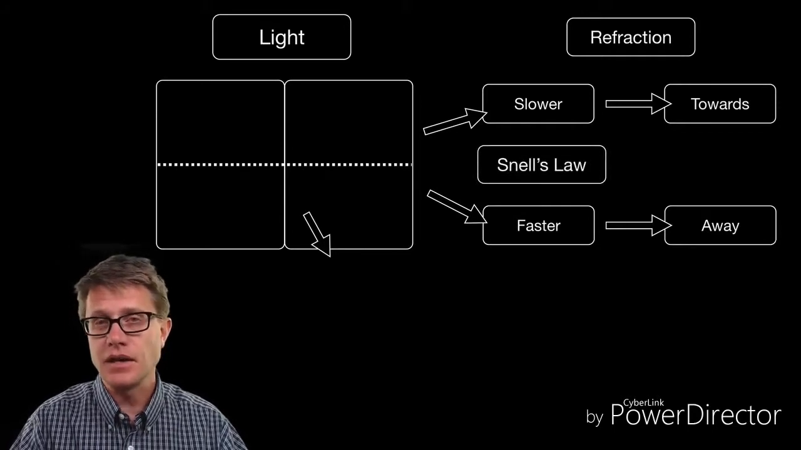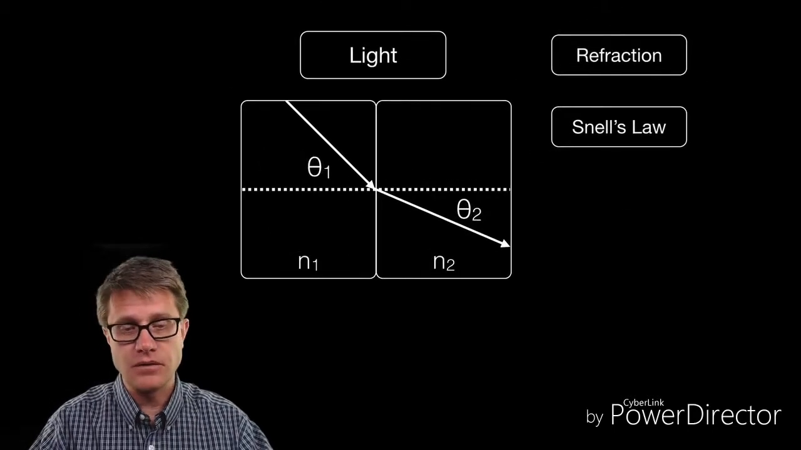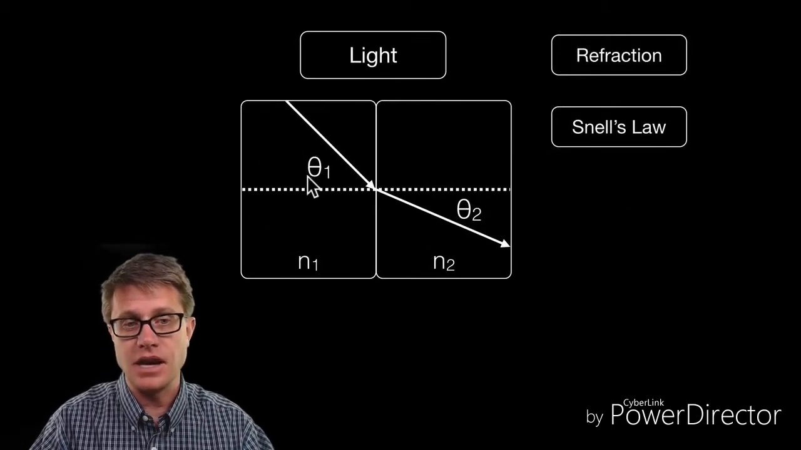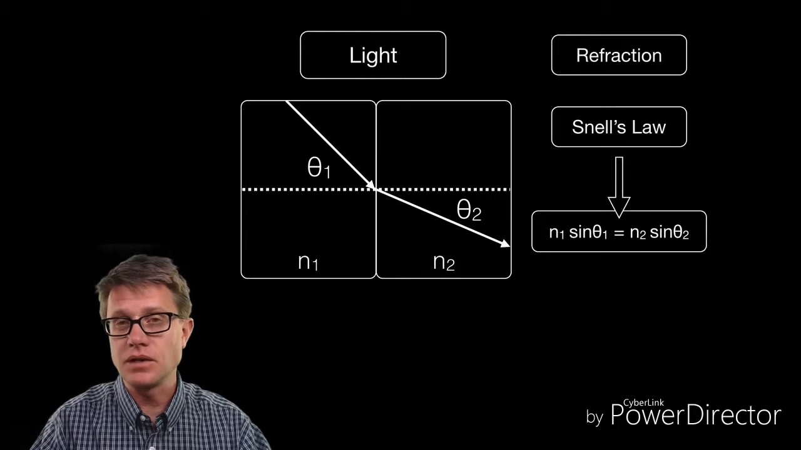Now that's called refraction. We see the bending of the light, and we can actually quantify that using something called Snell's law. To quantify it, we have to add a couple of different variables. We first of all have to define this as the angle of incidence and this as the angle of refraction. Again, we're always measuring the angle between the normal and the light ray itself. And then we have N1 and N2. So this is what the formula for Snell's law looks like.